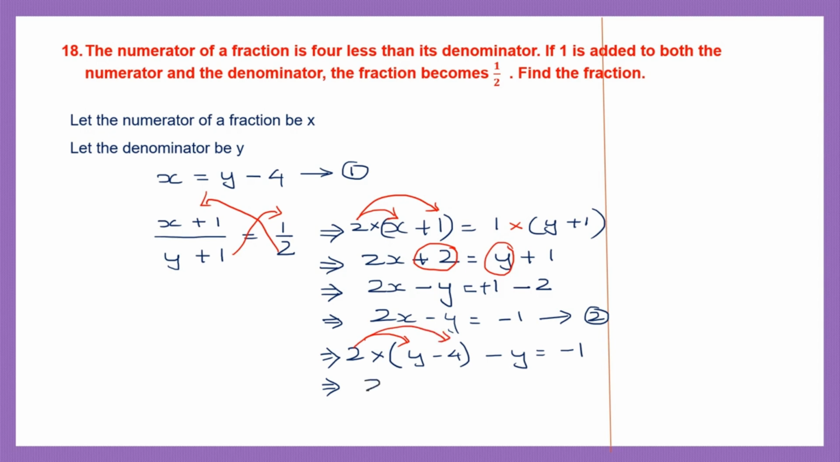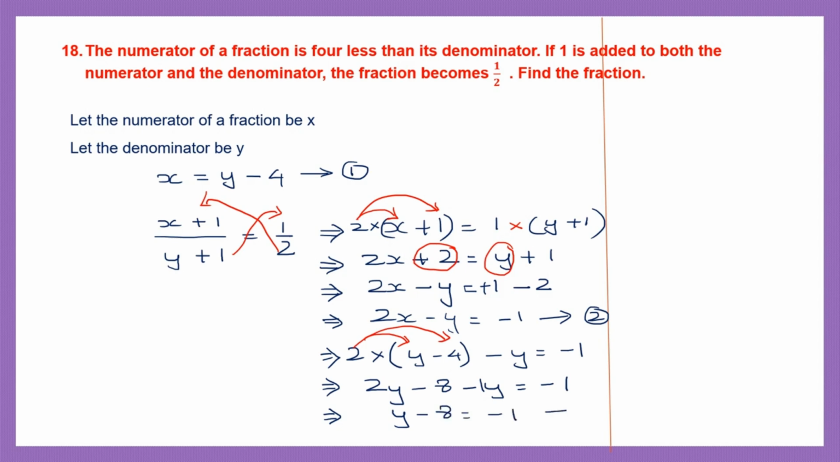2 into y is 2y. Then 2 into minus 4 is minus 8. Then we have minus y here. This is equal to minus 1. Now let's look at the two y's. So here we have 2y and we have minus y. So this is minus 1. So 2 minus 1 is 1, or you simply write y. y minus 8 is equal to minus 1.